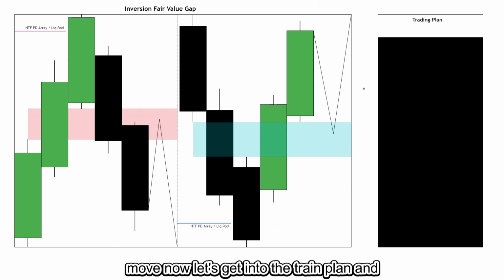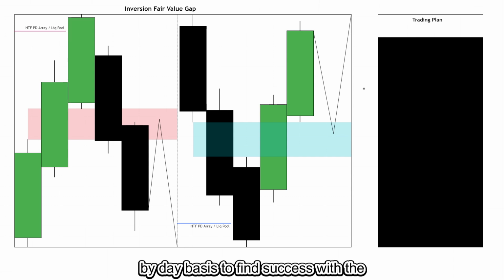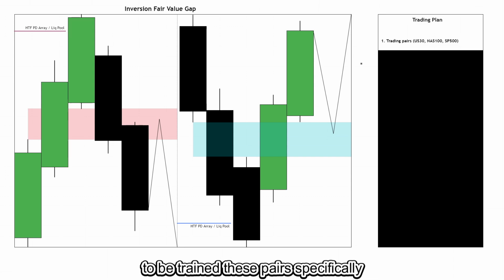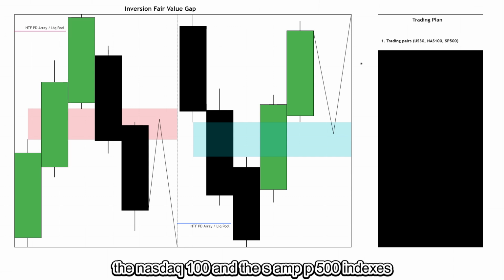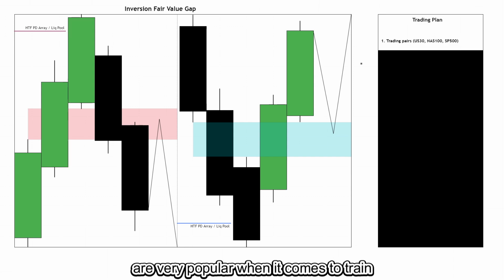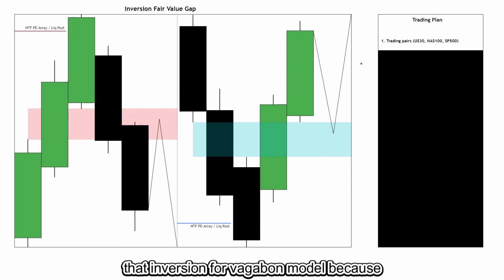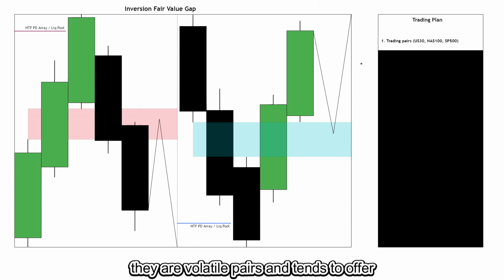Now let's get into the trading plan, and this is your cheat sheet to follow on a day-by-day basis to find success with the inversion fair value gap model. First, we want to be trading these pairs, specifically indexes, which consists of the Dow Jones 30, the Nasdaq 100, and the S&P 500. Indexes are very popular when it comes to trading the inversion fair value gap model, because they are volatile pairs and tend to offer reversal signatures the most, which is perfect for this reversal strategy.